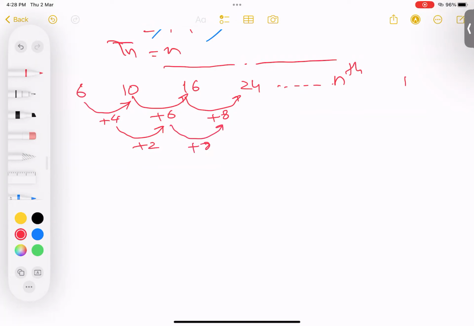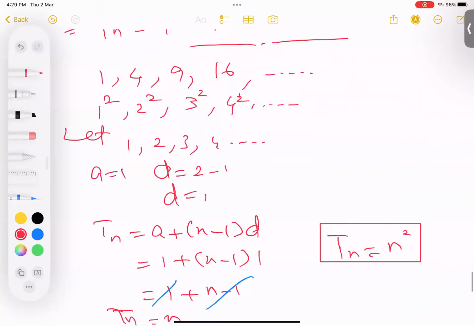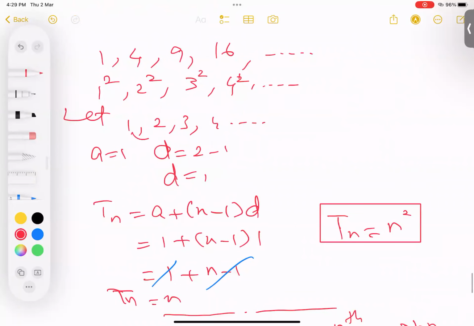This is called non-linear progression. Non-linear progression. Okay, or sometimes it is also called quadratic progression. Okay, so look at here. Here the difference is the same. See, what is the difference here? Plus 1. What is the difference here? Plus 1. What is the difference here? Plus 1. This is called linear progression.